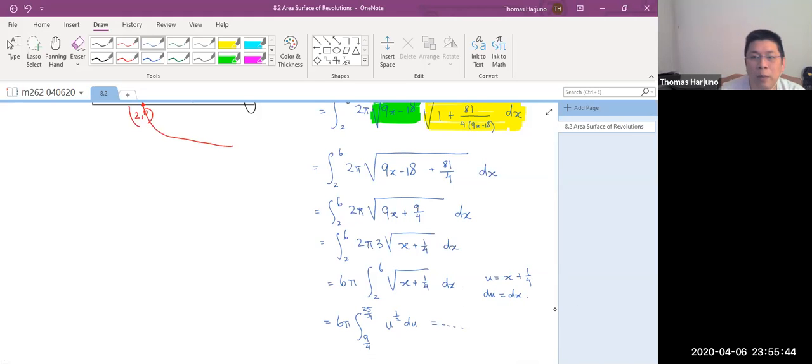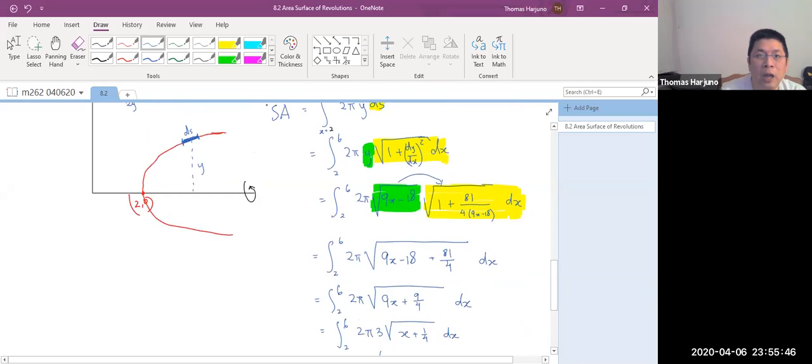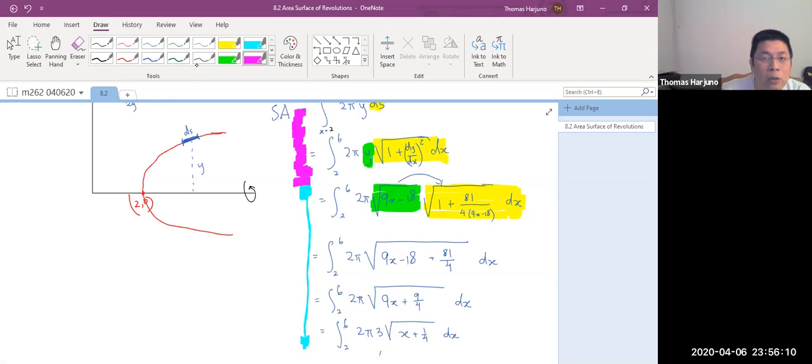Now you see, my point is this. Anything from here and on is technique of integration. What we learn in this section is only this part. That's what we learn in this section. How to integrate that depends on how good you are with what you have learned so far.